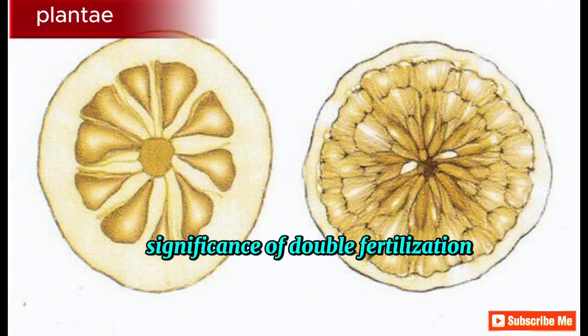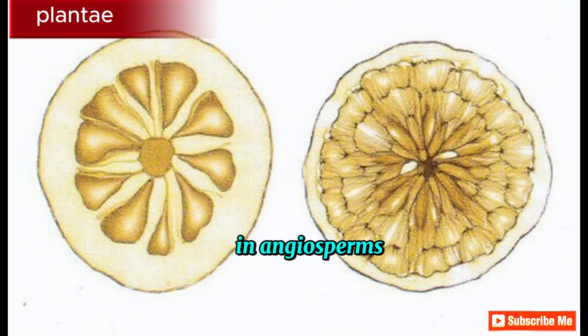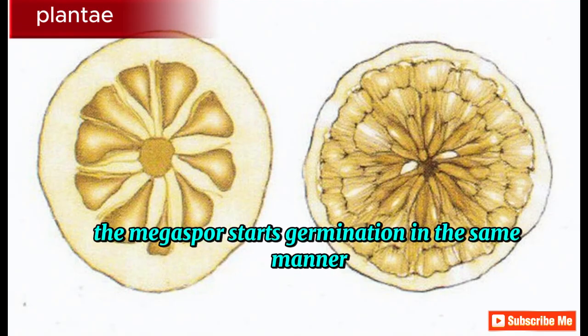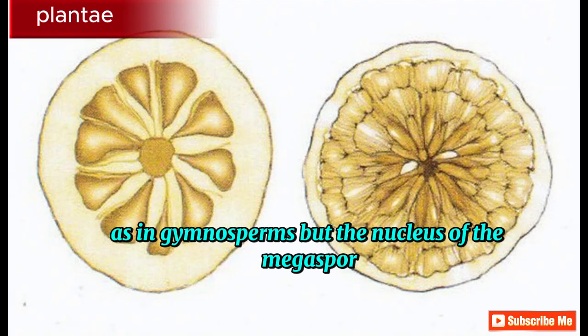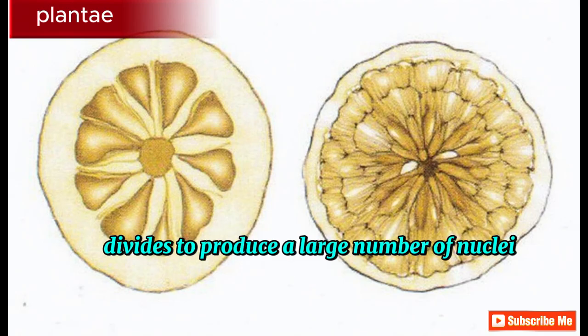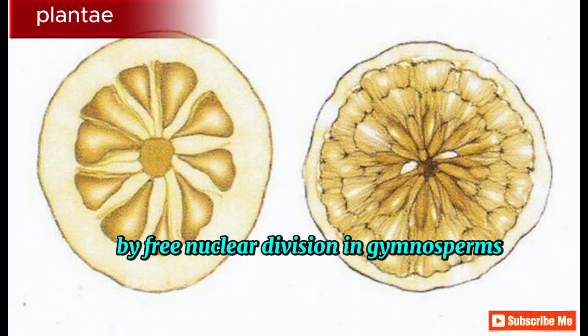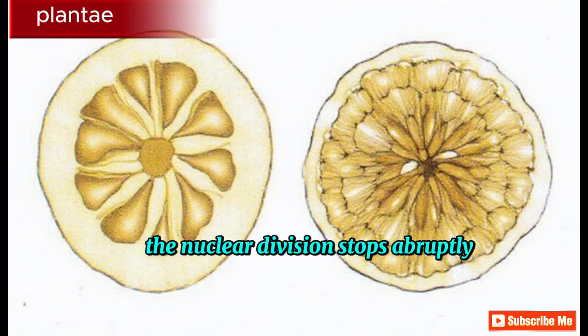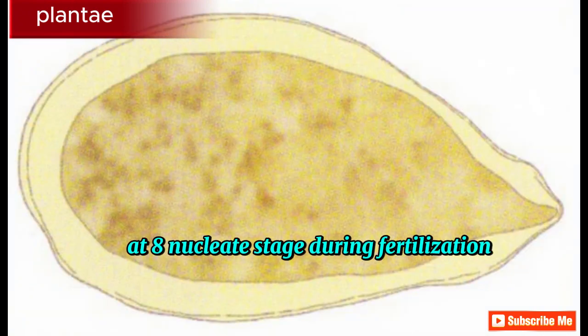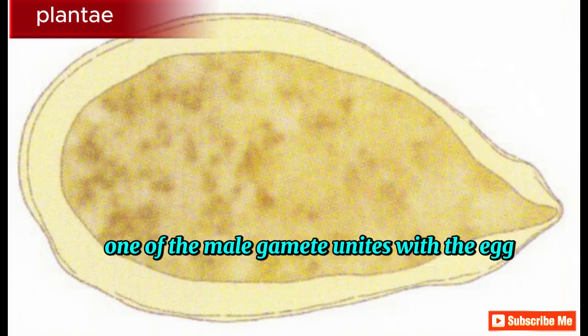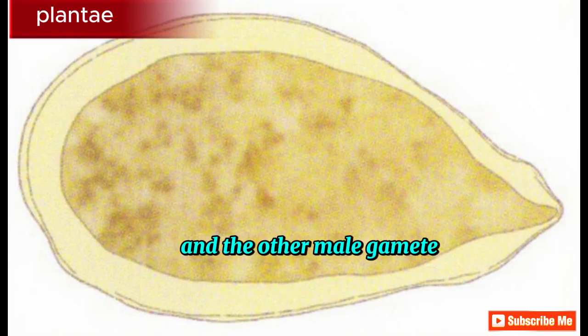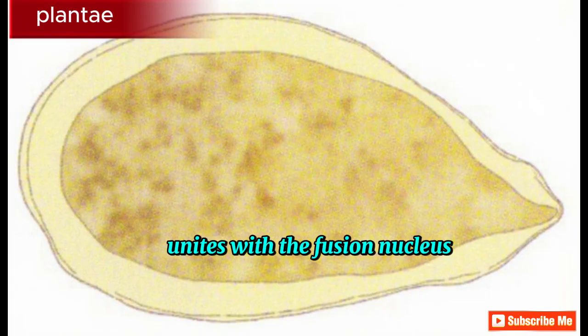Significance of double fertilization. In angiosperms, the megaspore starts germination in the same manner as in gymnosperms, but the nucleus of the megaspore divides to produce a large number of nuclei by free nuclear division in gymnosperms, while in angiosperms, the nuclear division stops abruptly at the 8-nucleate stage. During fertilization, one of the male gametes unites with the egg, and the other male gamete unites with the fusion nucleus to form the endosperm nucleus.